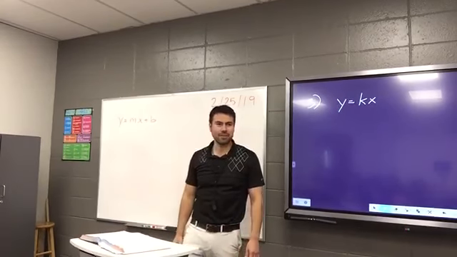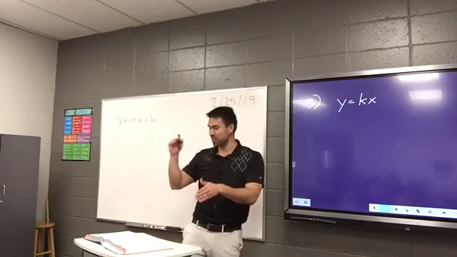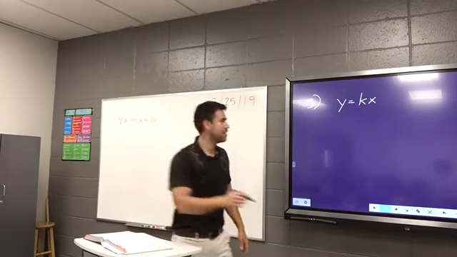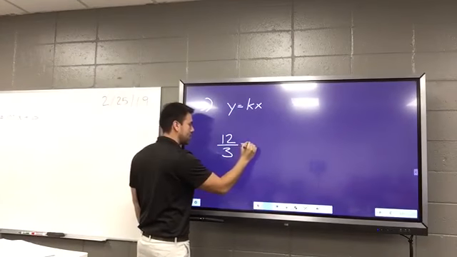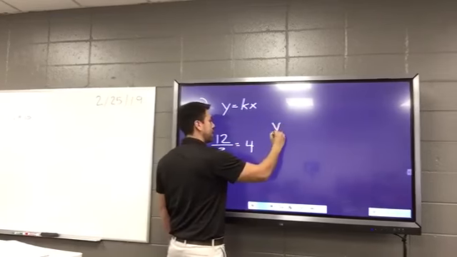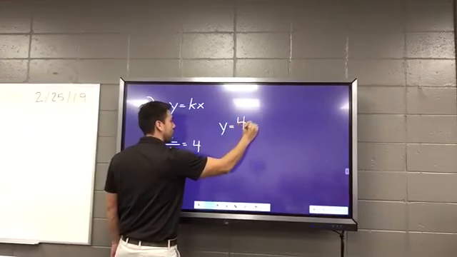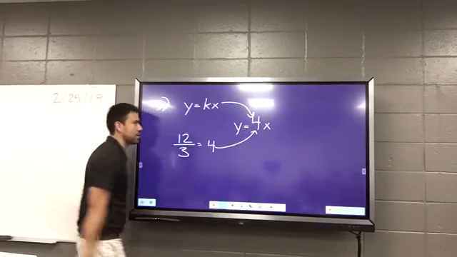How do you do it? They only gave me x and y. Put the numbers where they belong. So what am I going to put up top? 12. What's on the bottom? 3. What does that equal? 4. What's my final answer? y equals 4x. That's where that equation's from.